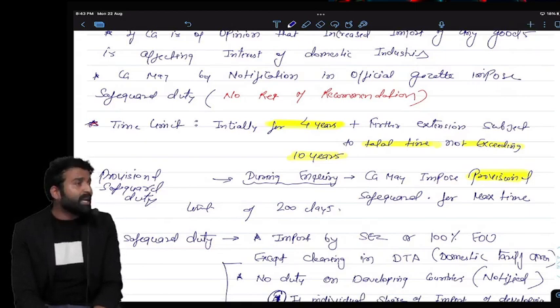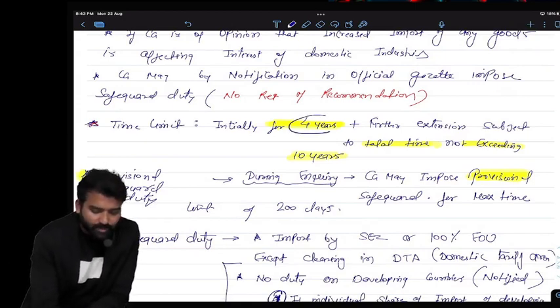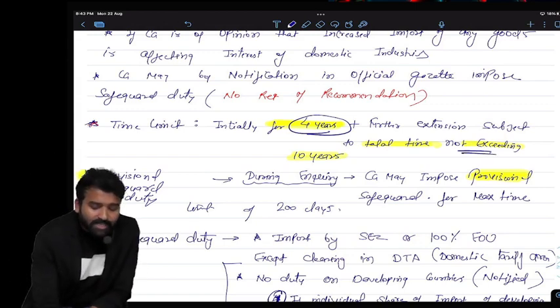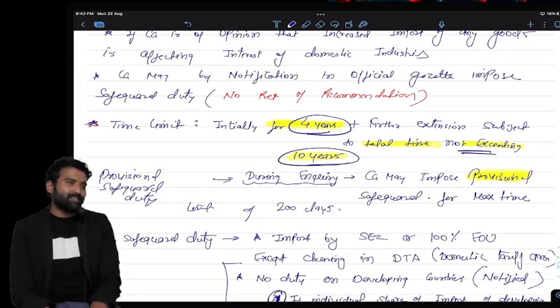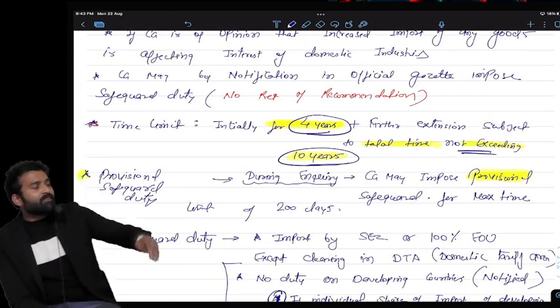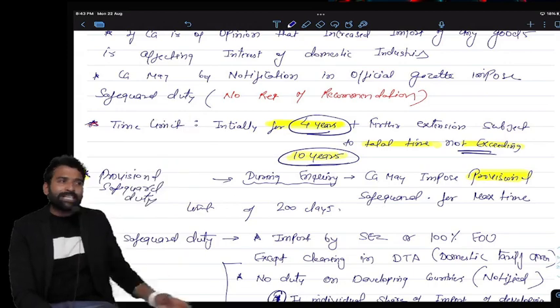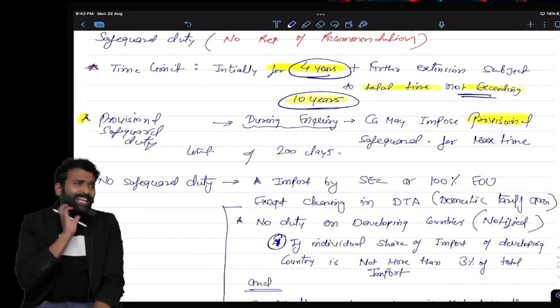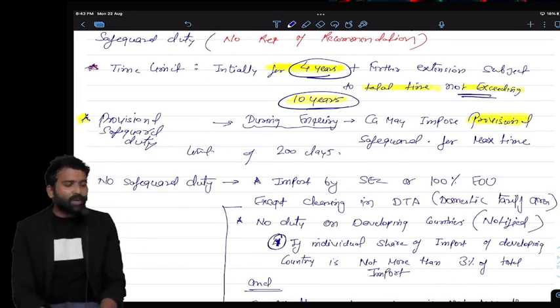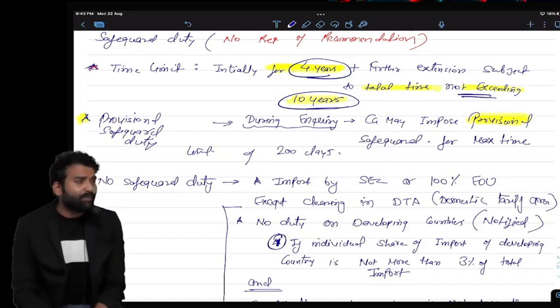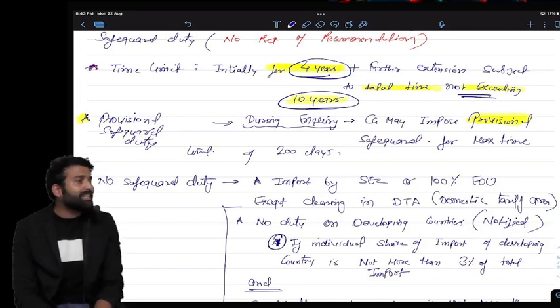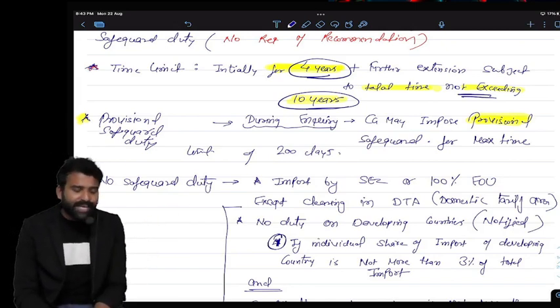But now this is very interesting. Safeguard duty can be levied only for 4 years. However, the government may extend this duty, but the total time period should not exceed 10 years. So it can be levied for 4 years, but with extension, it can be levied for a maximum of 10 years. But the injury is already done, so the government will inquire where there is an injury, which industry has suffered, and how we can heal that injury. For that they will take some time for inquiry.